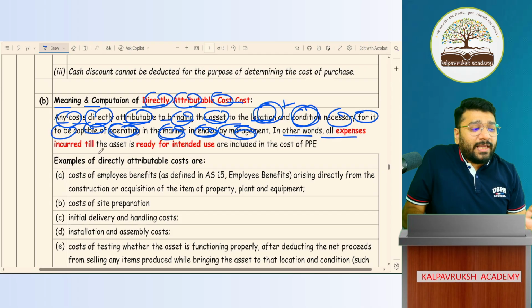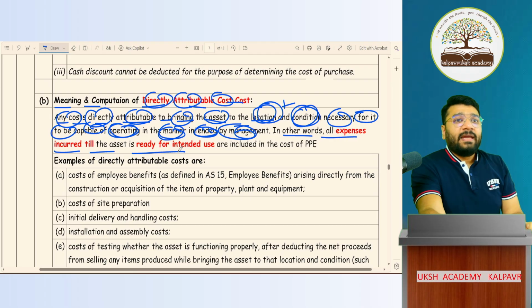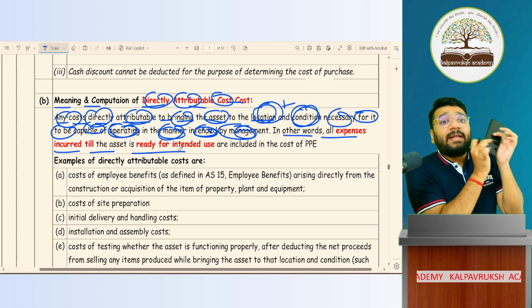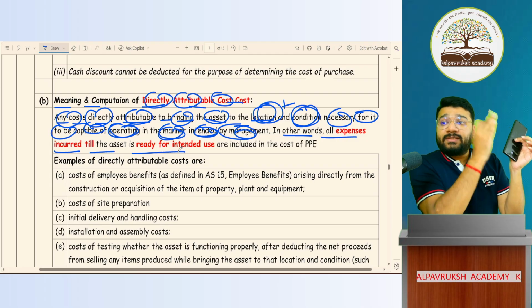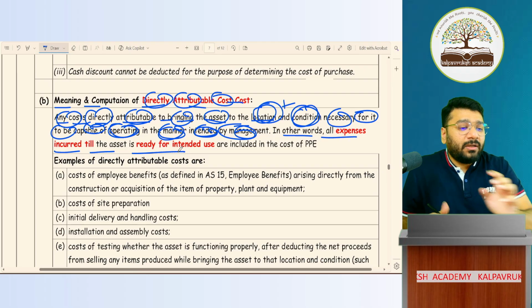In other words, all expenses incurred till the asset is ready for intended use. How I want. When buying this phone, I had an intention to use this phone. Up to my intended use level, if the asset is not functioning, then up to that stage whatever cost I'm incurring, all that will be a part of your cost of PPE. Got it, not got it?